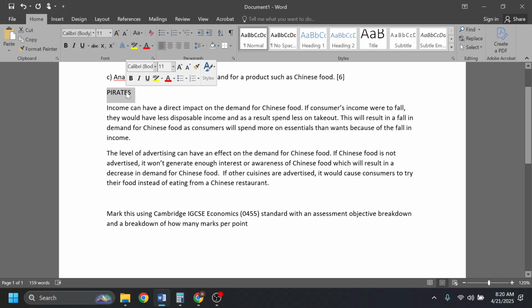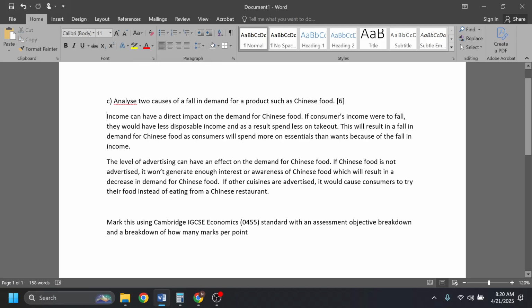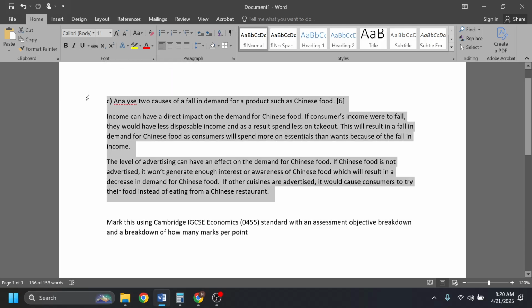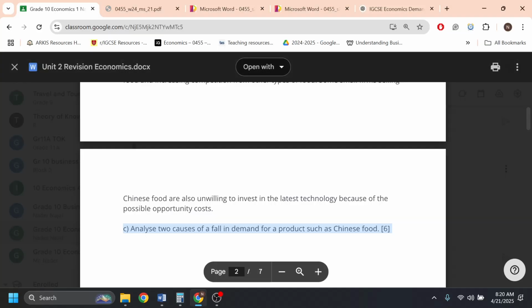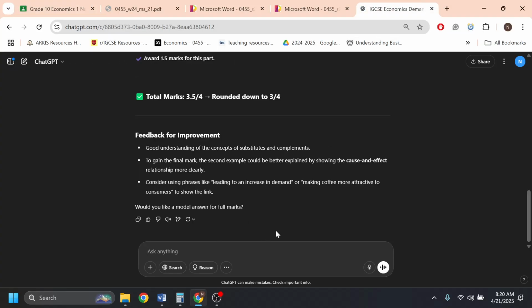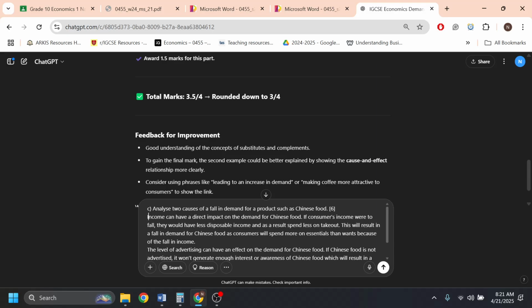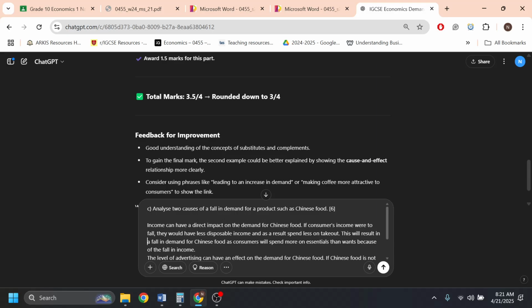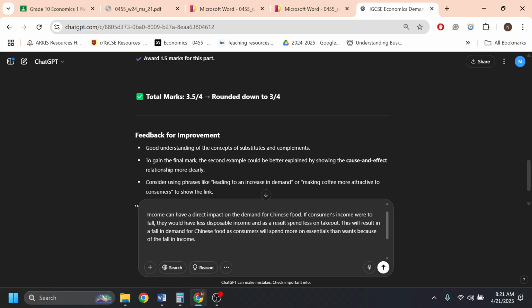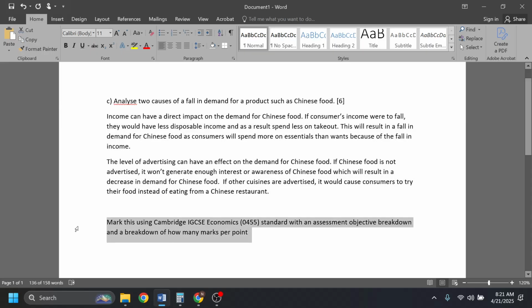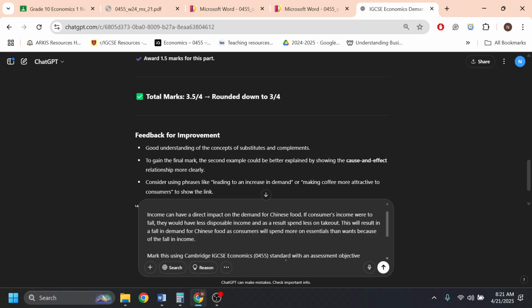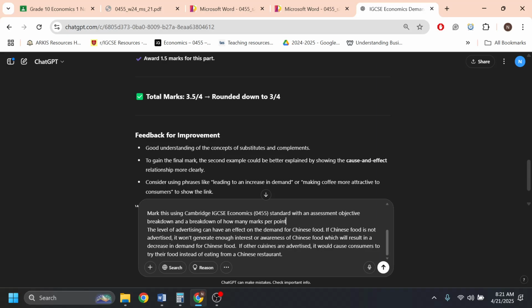So I'm okay with the answer. There is analysis on both. It should be enough for a 6 mark. So what I'm going to do is copy this, go back to ChatGPT, and do the same thing. Since we've already said earlier that it is from the GCSE standard, we can just put this in as well. But just to be safe, let's put that in as well.